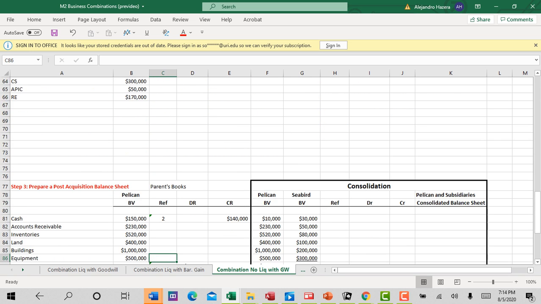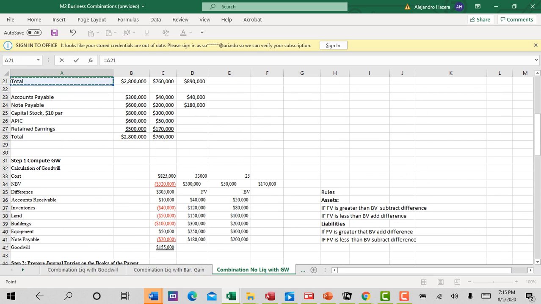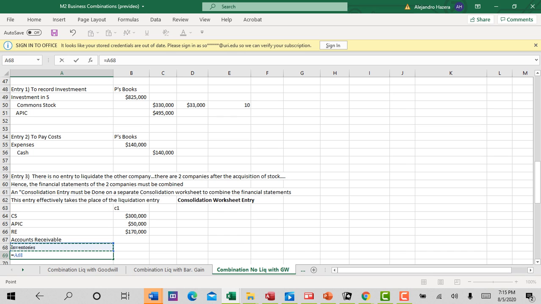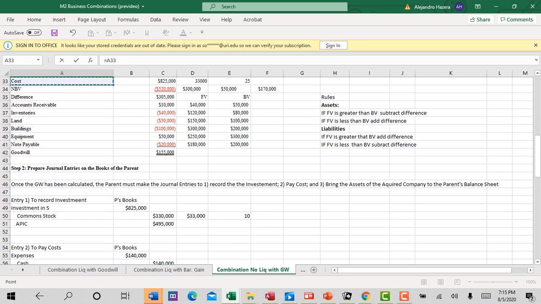Okay, so I'm going to go ahead and write in these accounts here. We have accounts receivable. We're going to have, and I'll show you where I'm getting these from. I'm getting these from this calculation right here. We're going to have inventories. It's going to be a very informal journal entry.